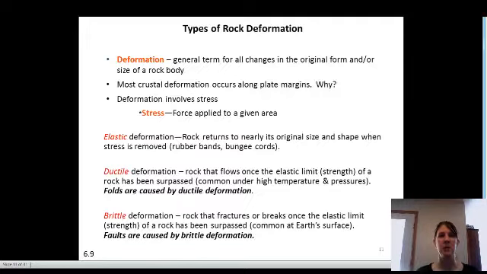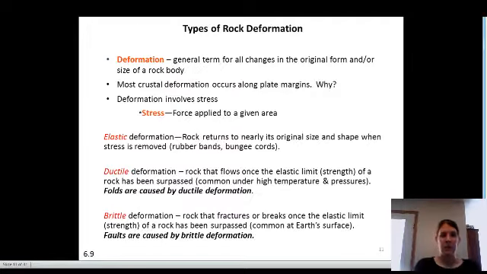So the deformation involves stress. Stress is a force applied to a given area. So along plate margins, you've got a force applied to a given area, and it creates a stress changing the rock. So we have three types of deformation when we talk about rocks. Elastic deformation. This is where a rock returns to nearly its original size and shape when stress is removed. So think of a rubber band or a bungee cord or a spring. You can compress it, you can change it, but as soon as you let go, it goes back to how it was.